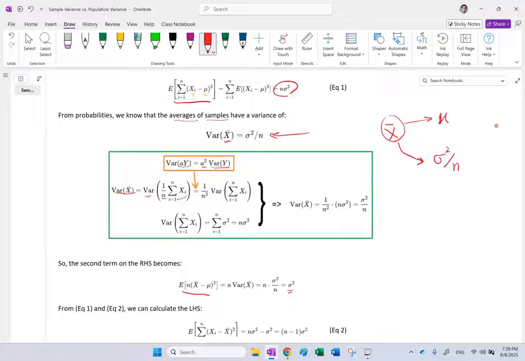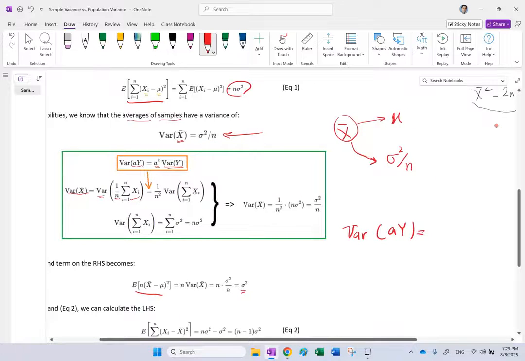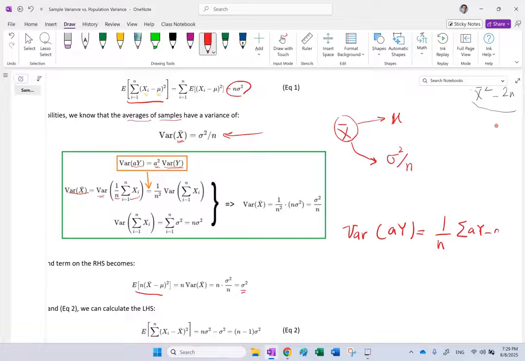So if you have a times y, the variance of a times y is going to be basically 1 over n of the summation of a times y minus the average of a times y, which is a y bar, and then this whole thing squared, and you can factor out a and bring it out. So it is going to be a squared times the summation of y minus y bar squared.